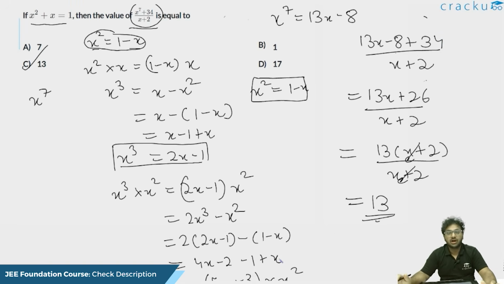So I hope you understood why I took x to the power 7 as 13x minus 8. See, in the options, we can see that the options are numericals, so x would be eliminated completely. And there is a ratio given, so I thought that there will be something common in the numerator and denominator which will be cancelled out. Therefore, I started by multiplying x square by x and reducing x to the power 7 into 13x minus 8.